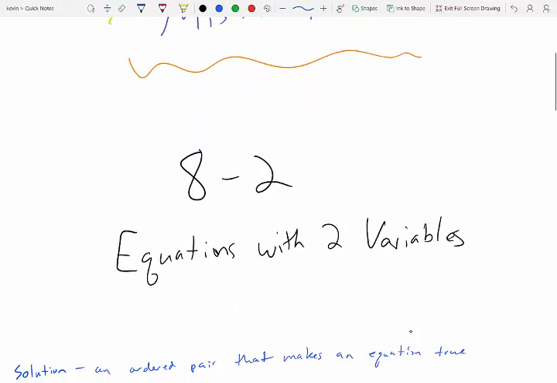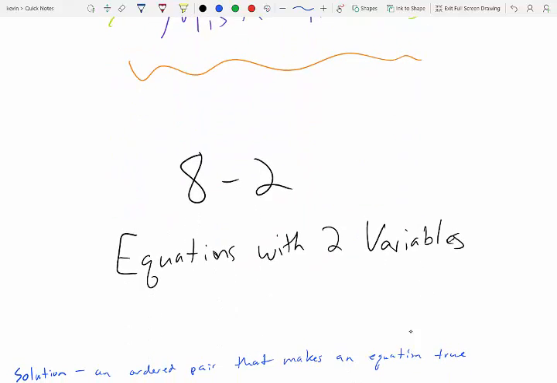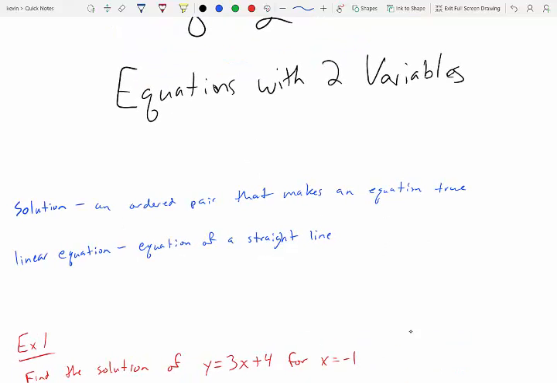Husky. Today we're going to section 8-2, equations with two variables. We have two definitions for you. Solution, it's an ordered pair that makes any equation true. And linear equation, it's the equation of a straight line.